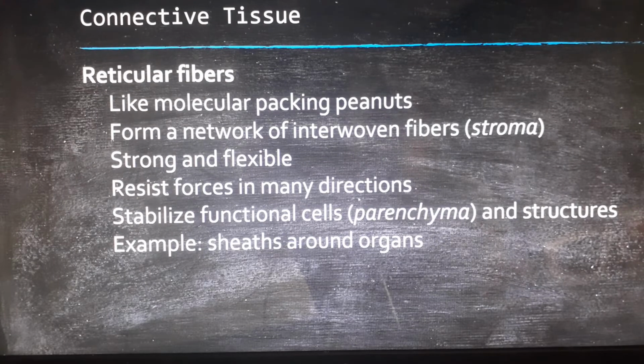Reticular fibers are more like molecular packing peanuts, this little stringy, papery stuff. You use it to fill a bunch of empty space. It can make a network of fibers that can make sort of like a filter or a net. They're strong and flexible. They are not as strong as collagen, but they can resist force in many directions because they're kind of like a big tangled mess. They stabilize cells, the parenchyma, and structures. For example, around every organ you might have a layer of reticular fibers that forms a sheath or a covering.